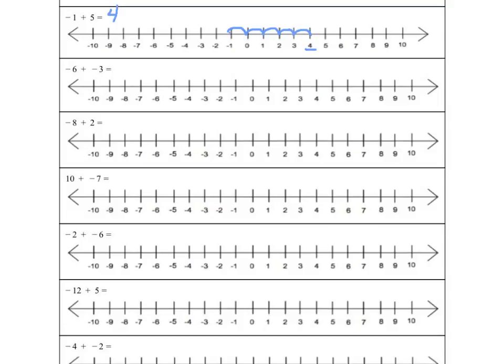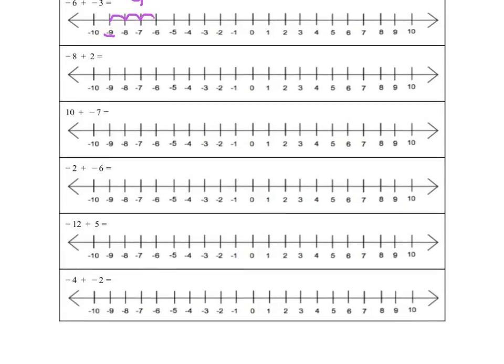A negative 6 plus a negative 3. I start at negative 6, and this time, because I'm adding a negative number, I'm going to move to the left. So I'm going to move 3 to the left. 1, 2, 3. That ends me at negative 9. So negative 3 and negative 6 added together give me a negative 9. Let's do one more before you try on your own.